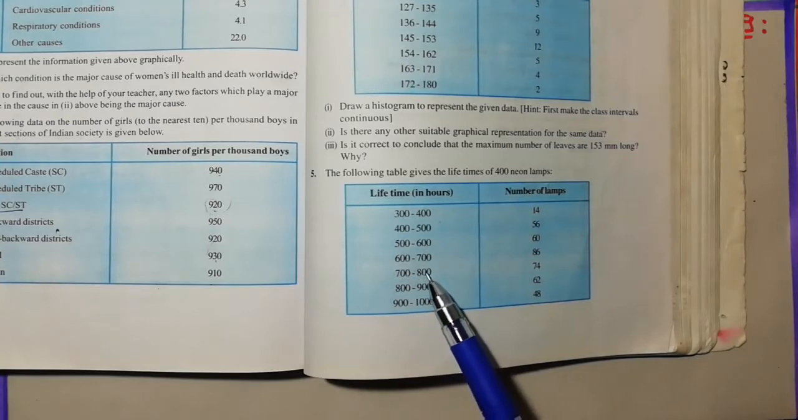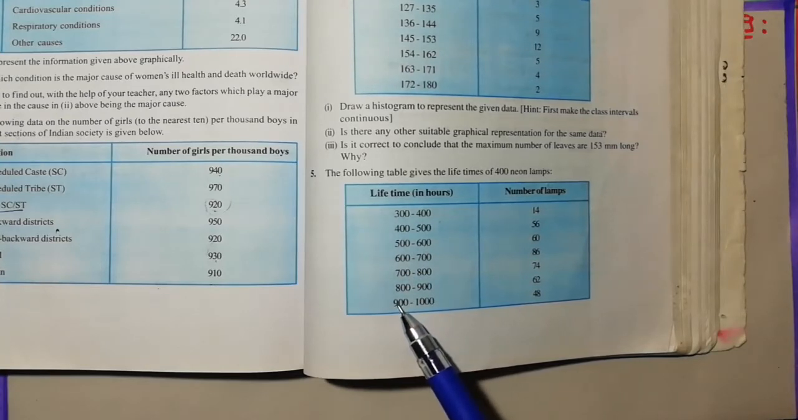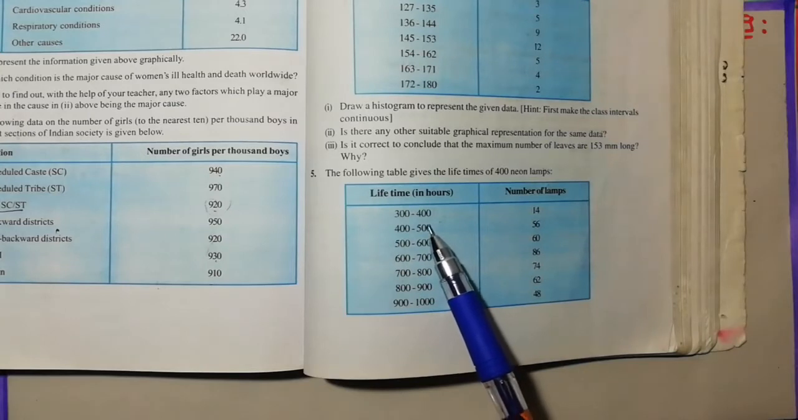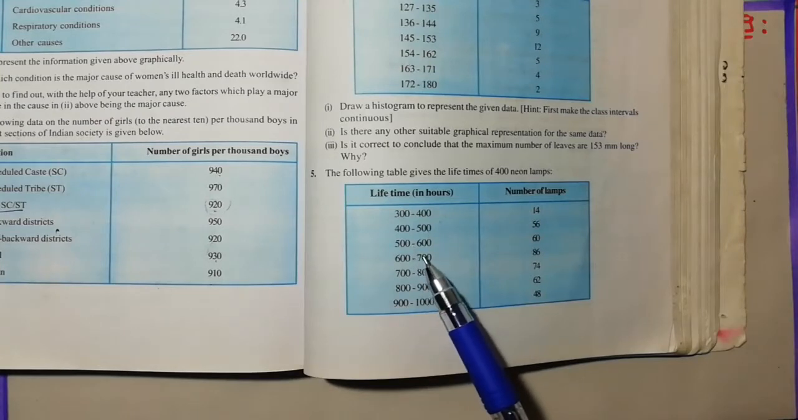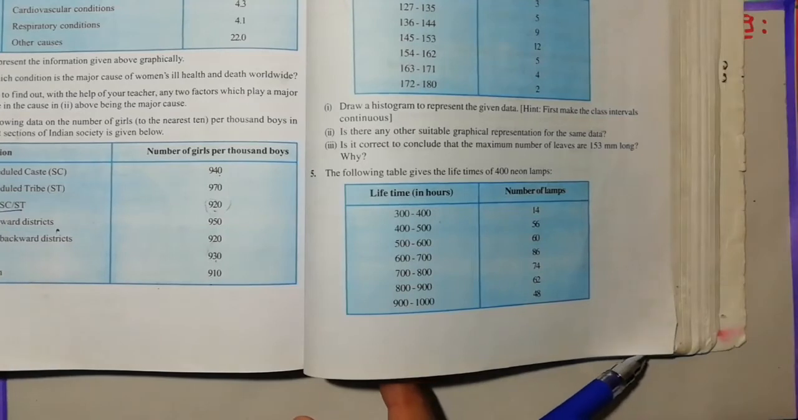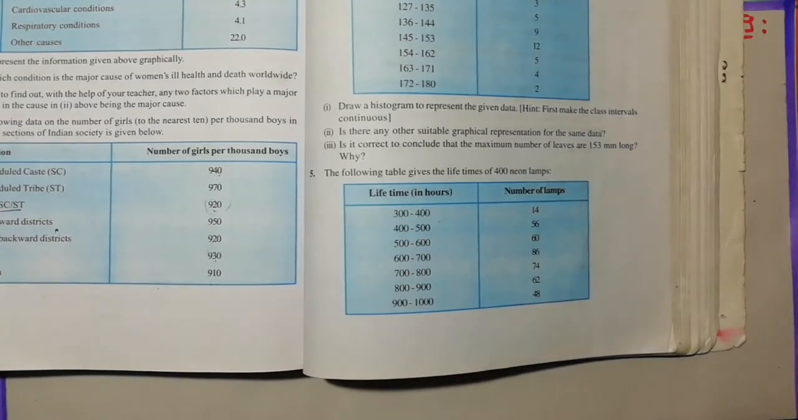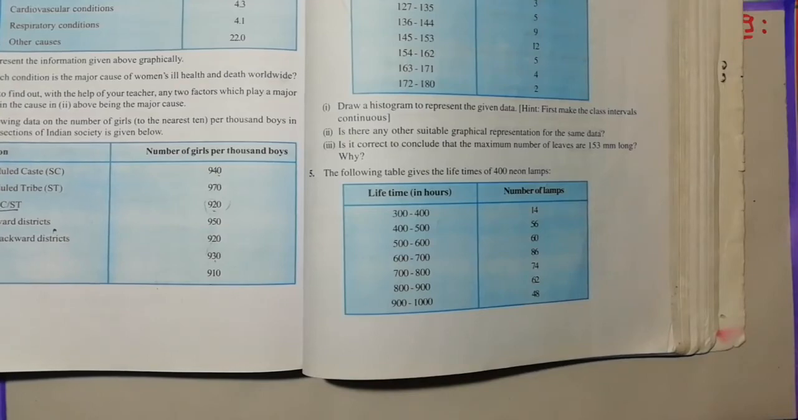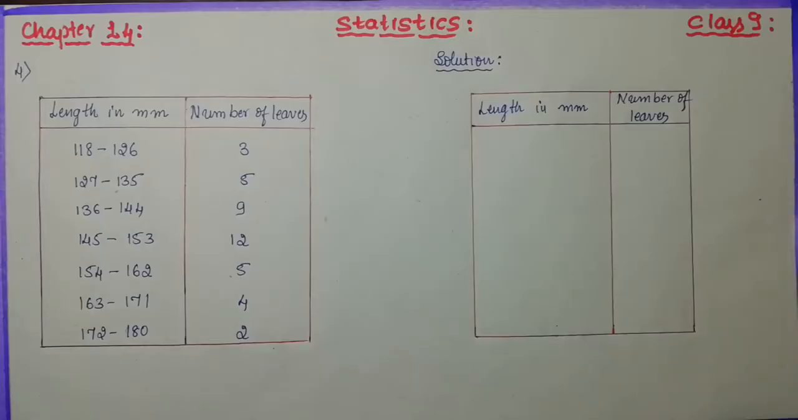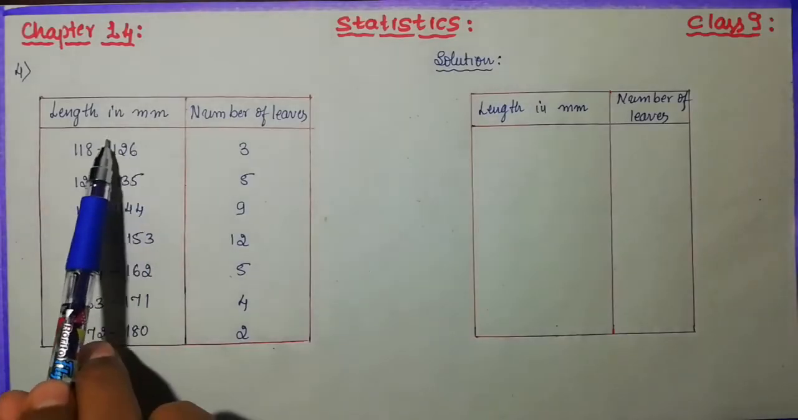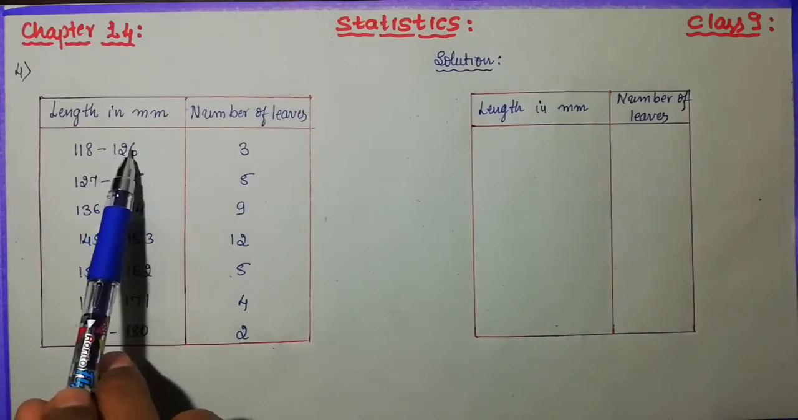So the upper limit of this class interval becomes the lower limit of the next class interval. So that's why it is called a continuous frequency distribution. But if you look at the given question, question number 4, it is like this. Here 126 is the upper limit of this class interval.